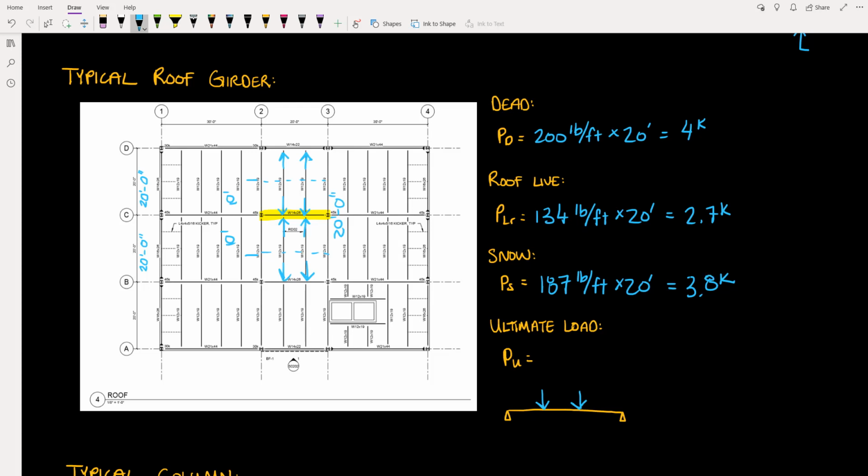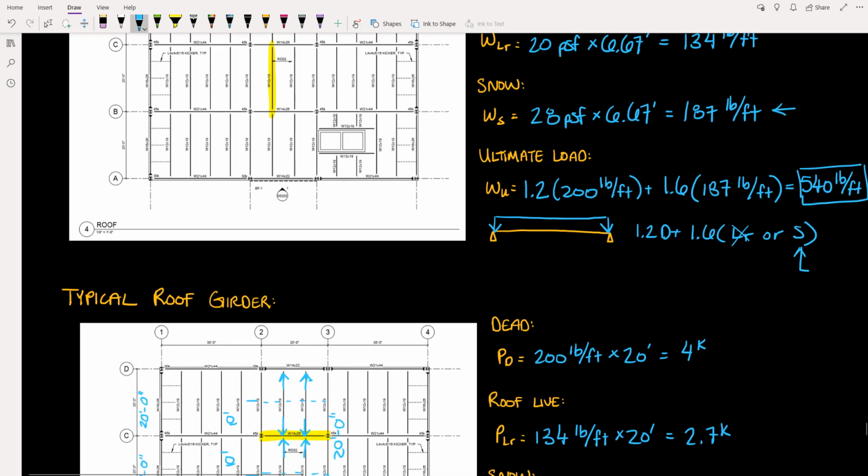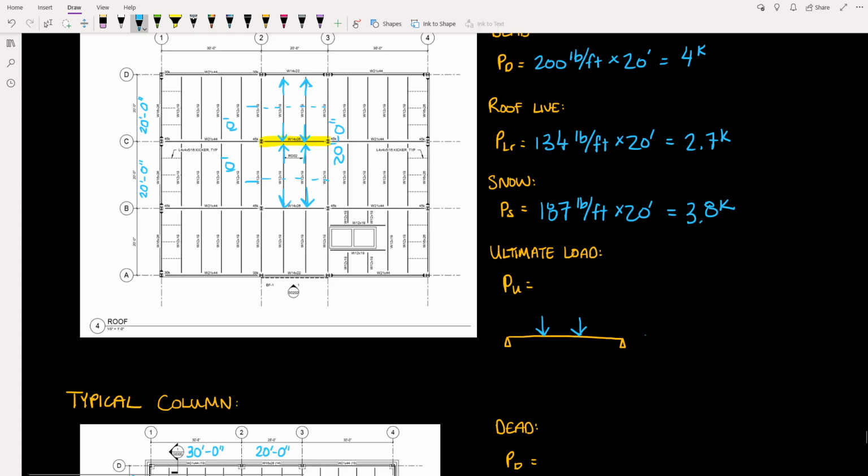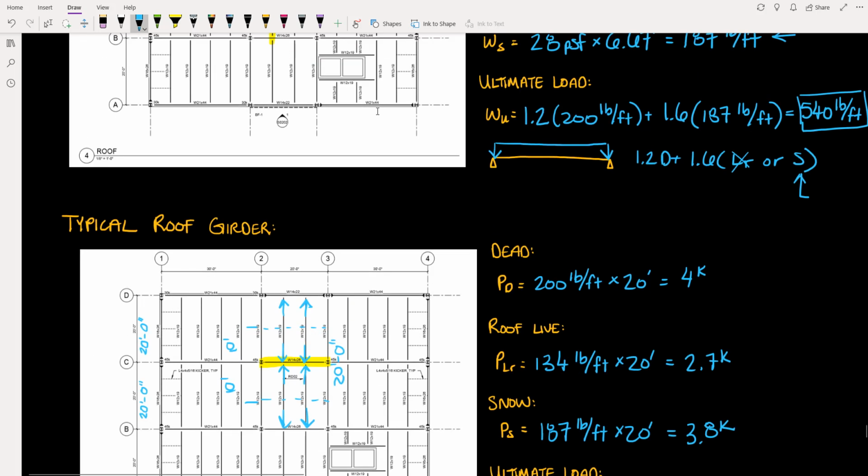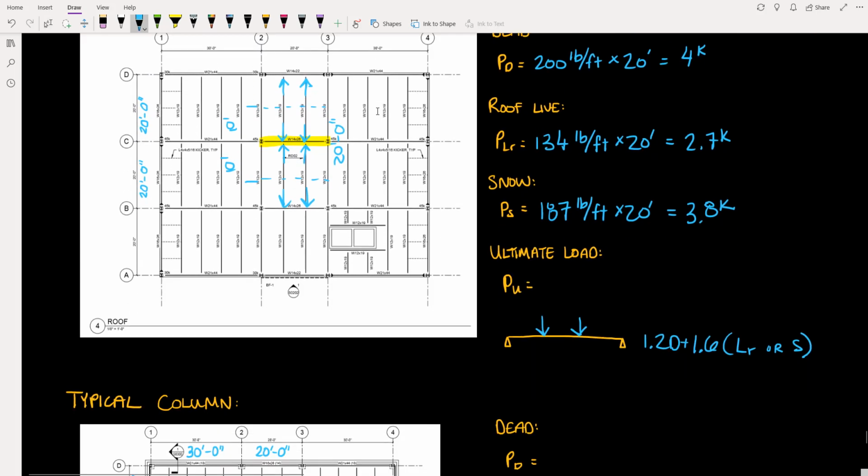Now for our load combination, we have very similar loads here, and so our controlling load combination will likely be the same. 1.2 dead plus 1.6 roof live, not plus, or snow. And again, it's the snow load that's going to control.